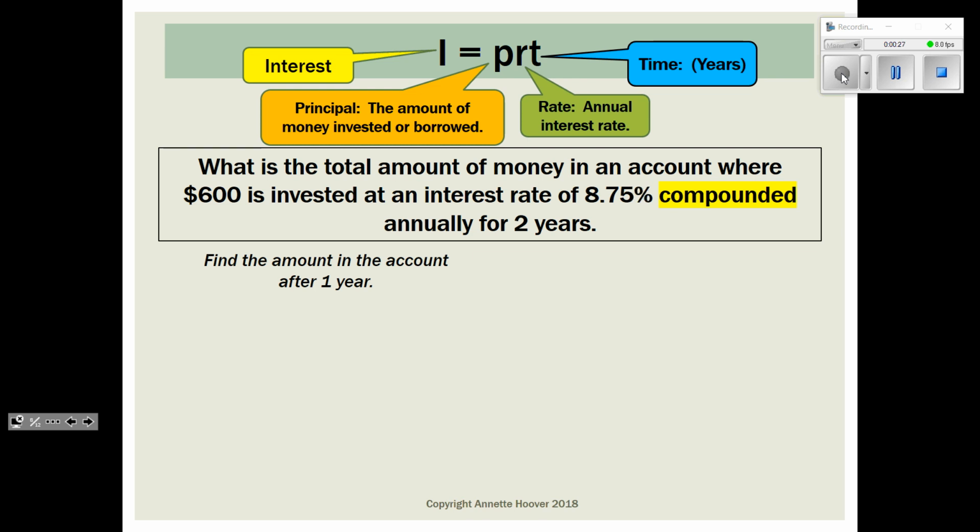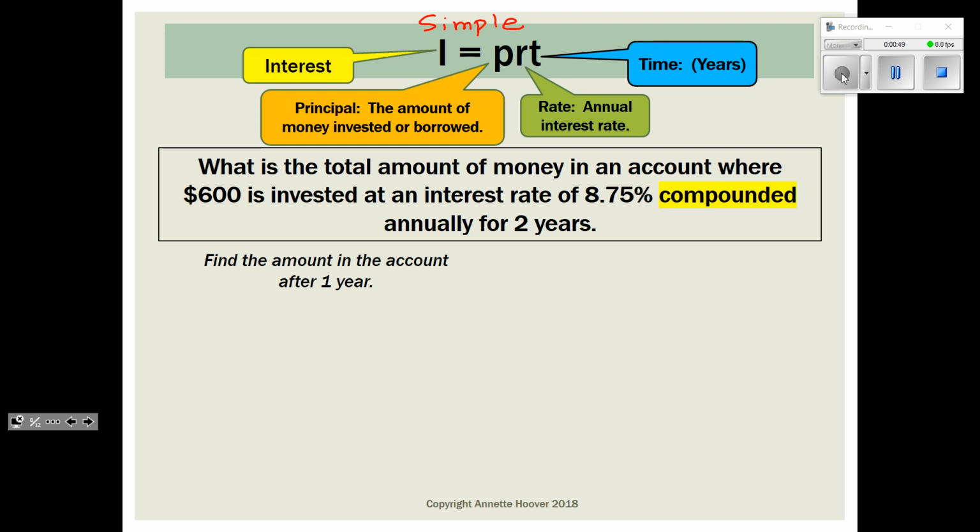Let's go back to our simple interest equation that we used in our last lesson. Interest equals the principal times the rate times the time. So I'm going to show you how compound interest works differently from simple interest. To do that, we're just going to use the simple interest equation that we learned in the last lesson.